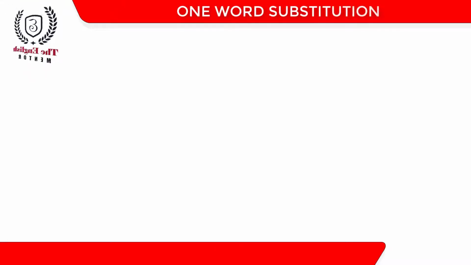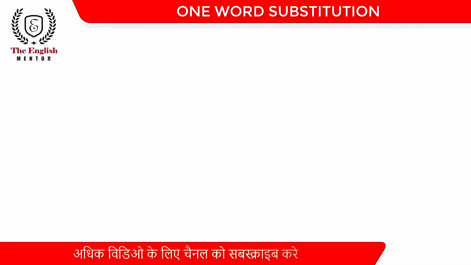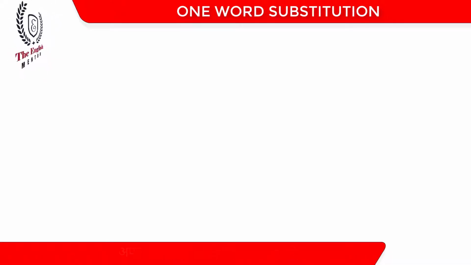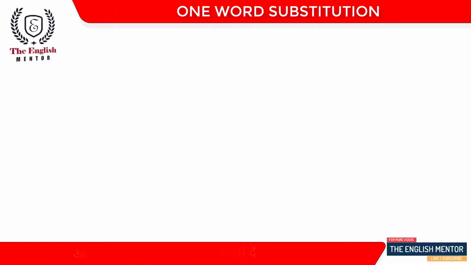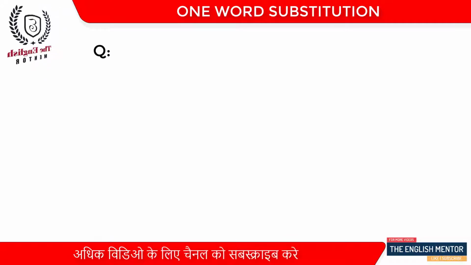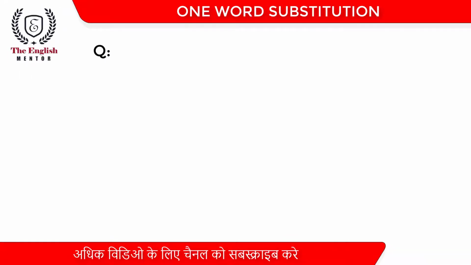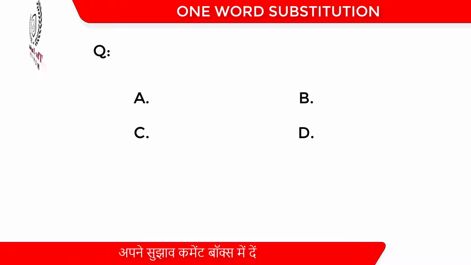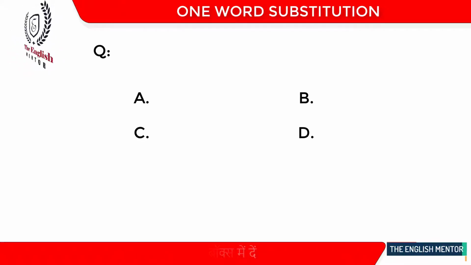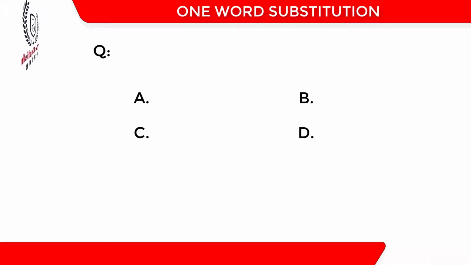One word substitution for competitive exams. Almost in every competitive exam in which you appear after 10th or 12th or in graduation, there comes a question on one word substitution. After every question, 4 options are given as A, B, C, and D. And you will have to select one option within 5 seconds.